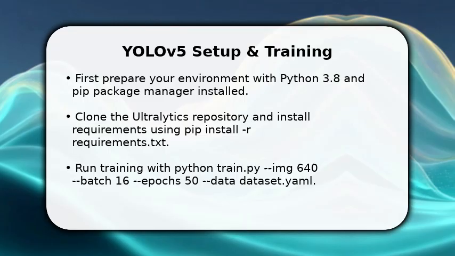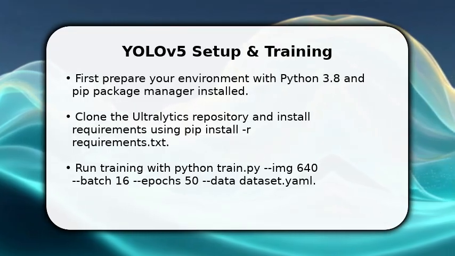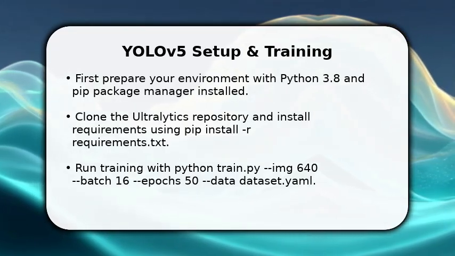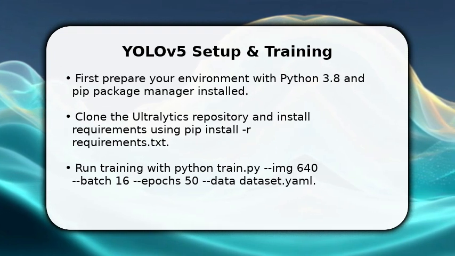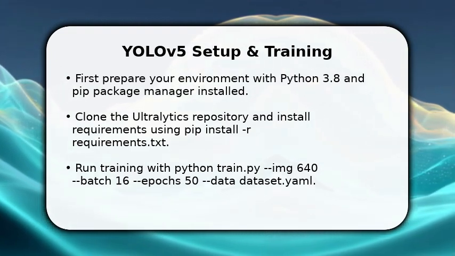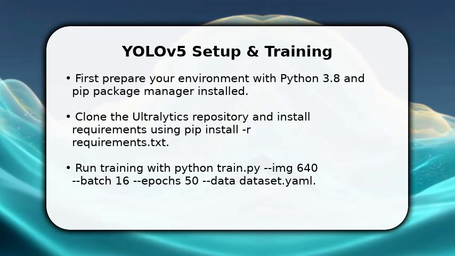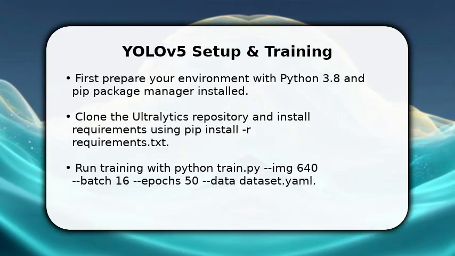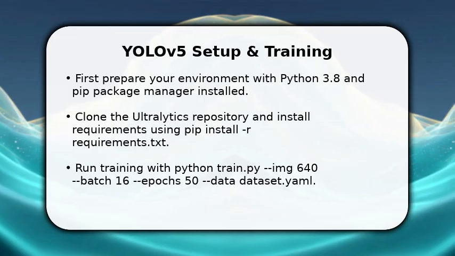Organize data in a dataset.yaml with train and val paths and number of classes. Run training with python train.py --img 640 --batch 16 --epochs 50 --data dataset.yaml. Monitor results with TensorBoard and validate using the val set metrics.